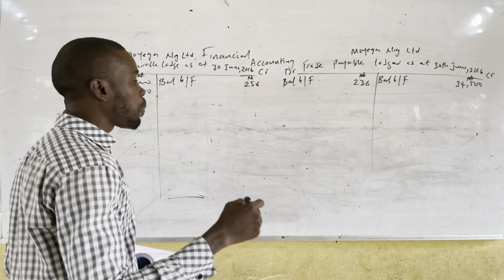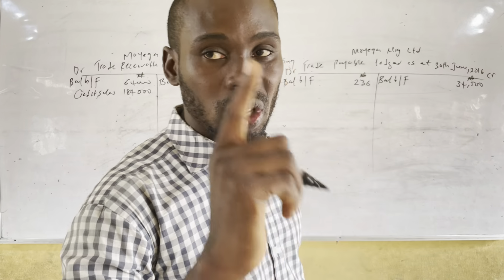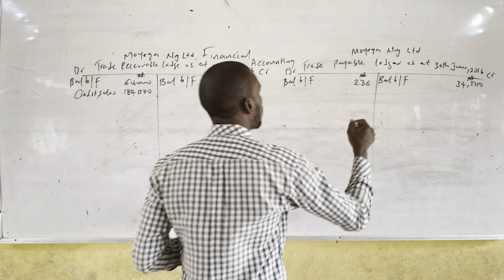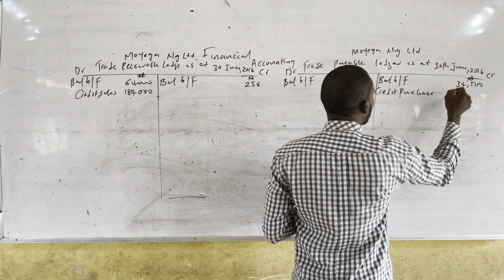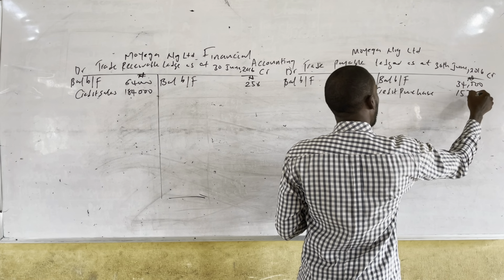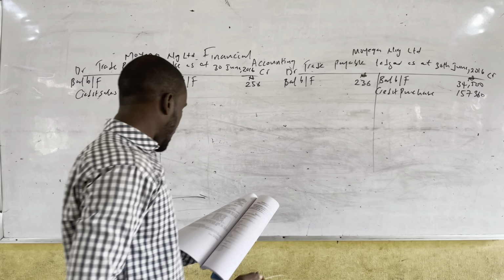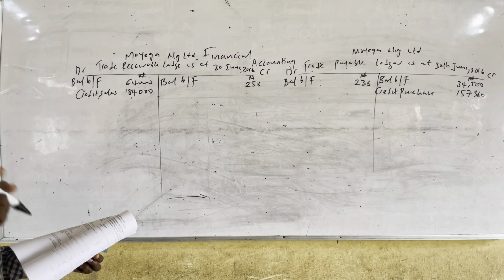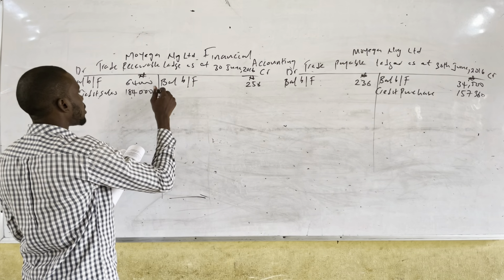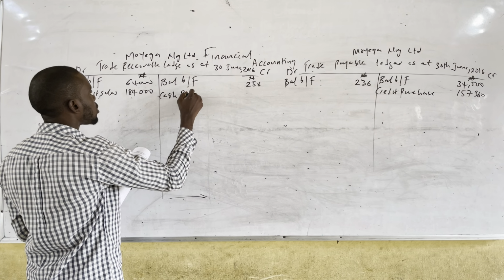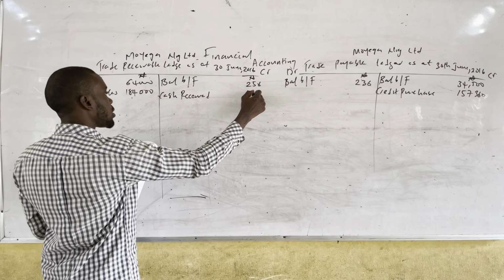If you see purchase and you also see credit purchase, go for the one with credit purchase. So we'll come here and say credit purchase. How much is it? 157,360. Then the next one is cash received from debtor. You know we said that before. So it's reducing the debtor's account, isn't it? Yes. So we'll come here and say cash received, 168.